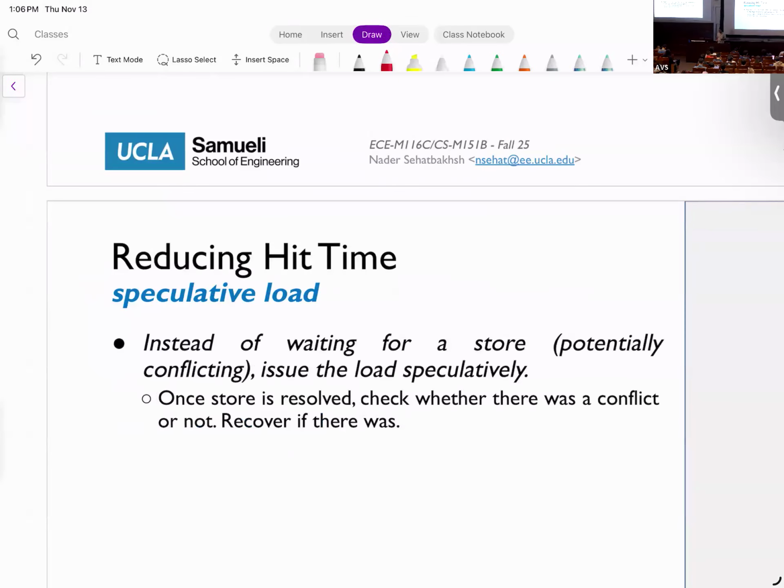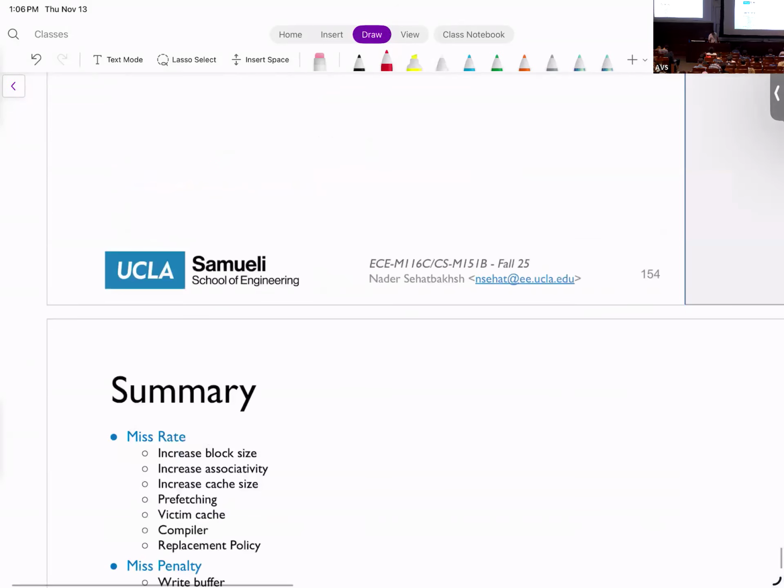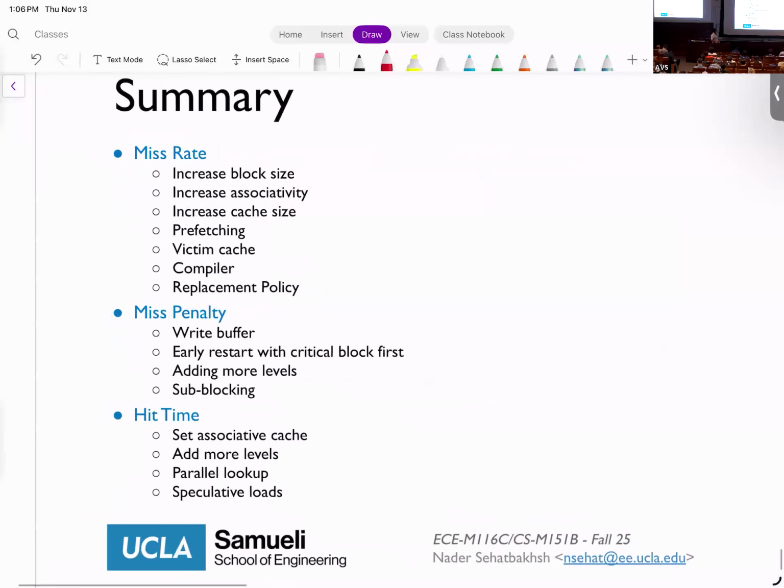Another thing we talked about was speculative load. Remember when we talked about out of order execution and we had a line that we are not sure whether it's dependent or not? What we can do is either wait for things to be resolved, which takes a lot of time, or we can issue it speculatively and assume that there is no dependency between the lines. Let's actually issue, and if we need to recover and flush, we will do that. So that's another way to improve the hit time, because essentially you don't need to wait for things to happen. All right. So that's the summary of all these different techniques.